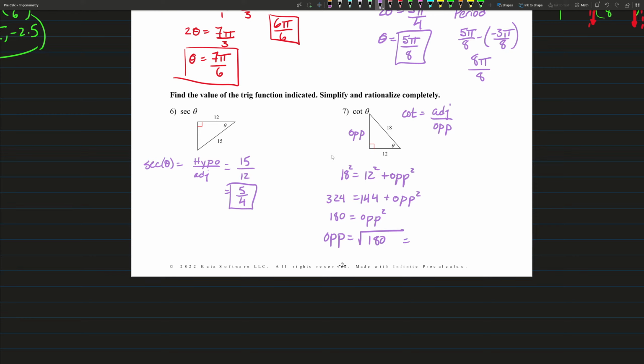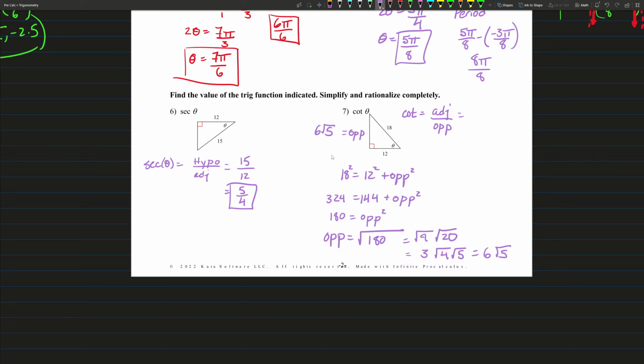So we can rewrite this as the square root of 9 times the square root of 20, which is, square root of 9 is 3. We can split up the square root of 20 as the square root of 4 times the square root of 5. Square root of 4 is 2, so 3 times 2 is 6. So we get 6 rad 5. So this opposite side is 6 rad 5.